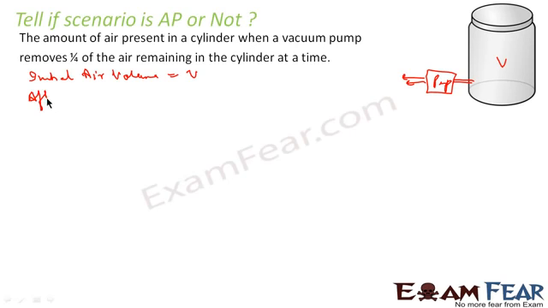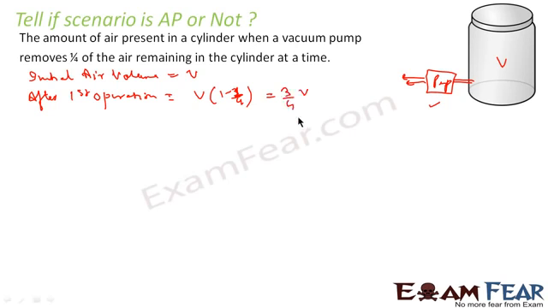Now after the first operation by the vacuum pump, we have switched on the vacuum pump, and then the vacuum pump removed 1/4 of the air. Then the volume of the air remaining is V into 1 minus 1/4, that is 3/4 of V.